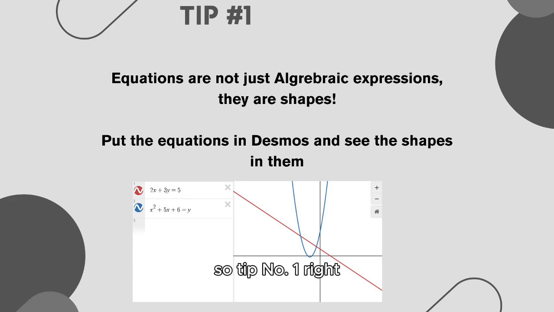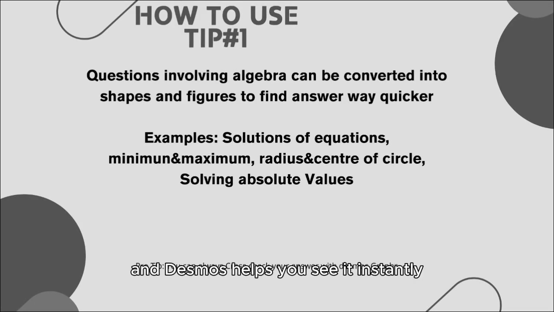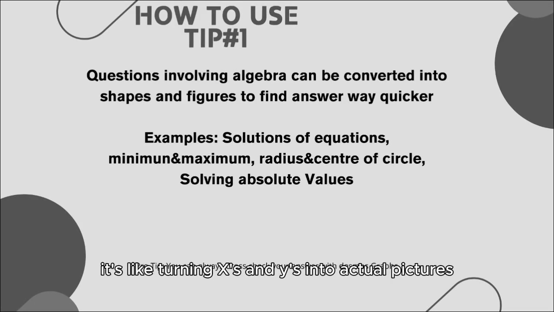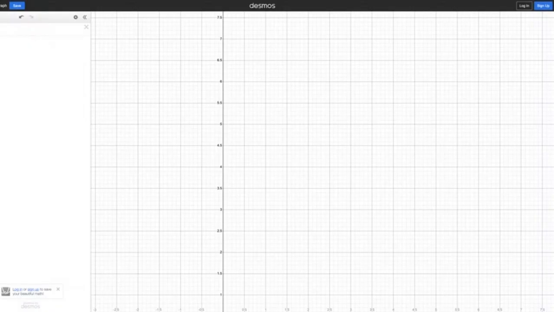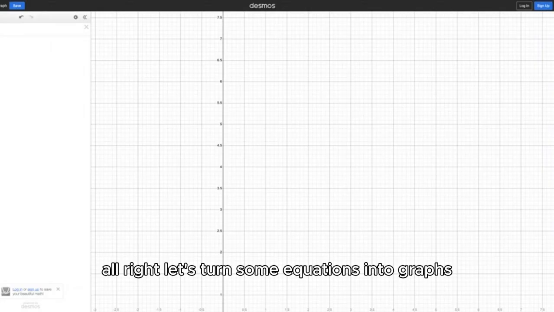So tip number one, right? Equations are not just math gibberish, they're shapes. That's right, every equation hides a shape behind it, and Desmos helps you see it instantly. It's like turning x's and y's into actual pictures. And when you can see the picture, you can see the answer. It's a total game changer. Just watch me. Alright, let's turn some equations into graphs.